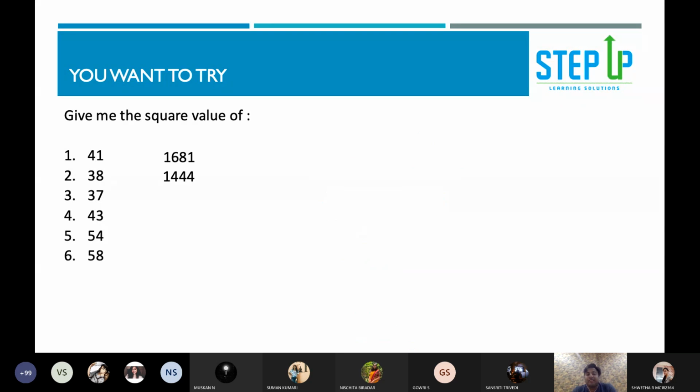Right? What is the square of 37? Fast now. 1369. Okay, 1369. Yes, the answer is 1369 only. What is the square of 43? 1849 or 1249? 1849.